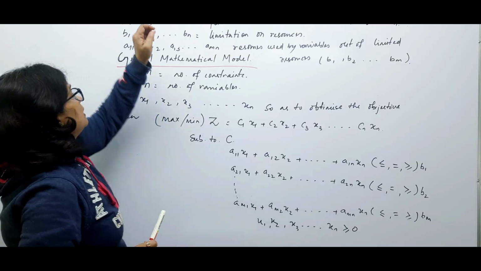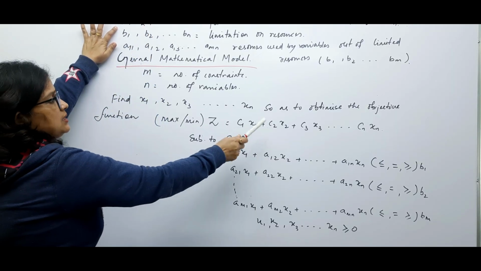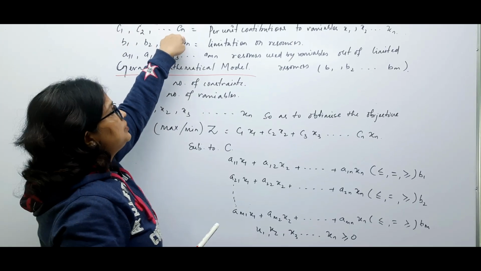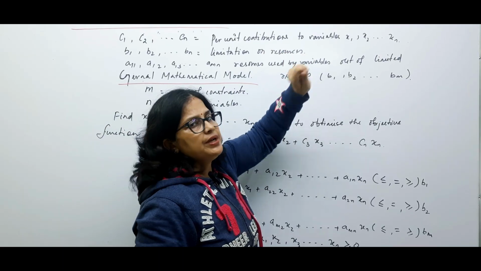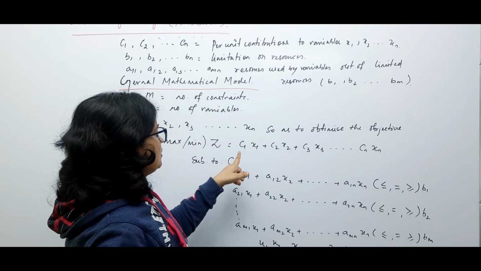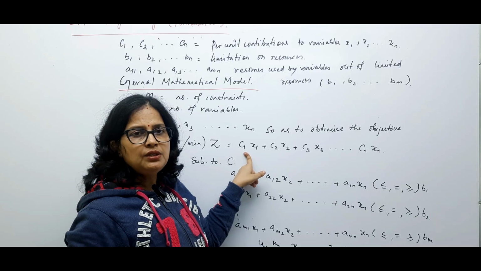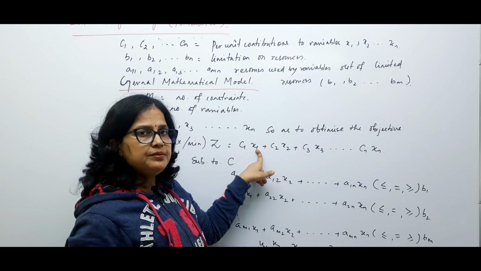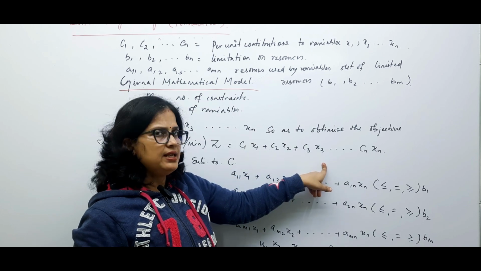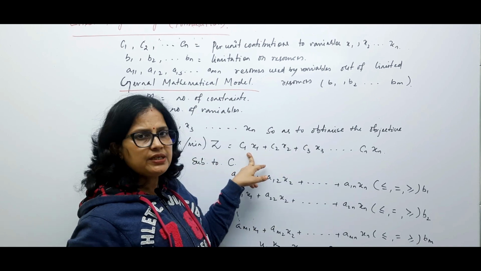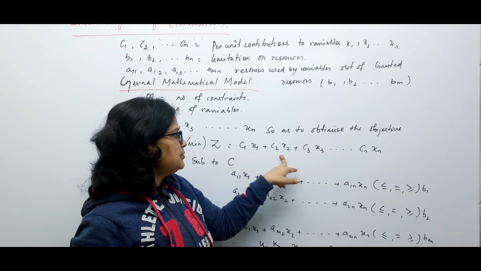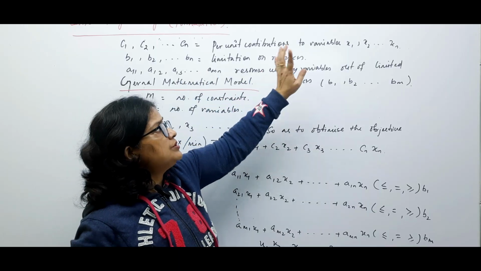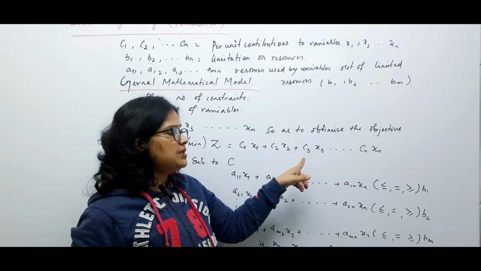So how are we going to write it? What are C1, C2, C3? C1, C2 up to Cn equal the per unit contribution to the variables. The cost or the profit or the loss, whatever is associated with our variables x1, x2, x3, we need to write in the objective function. So C1, C2, C3 are the coefficients, the per unit contribution to the variables x1, x2, x3 up to xn.